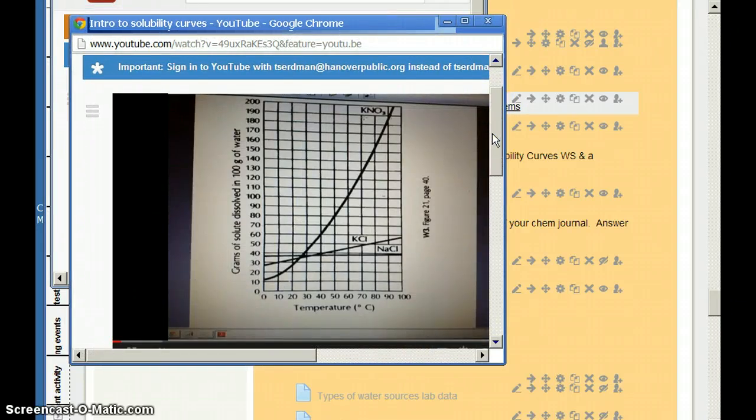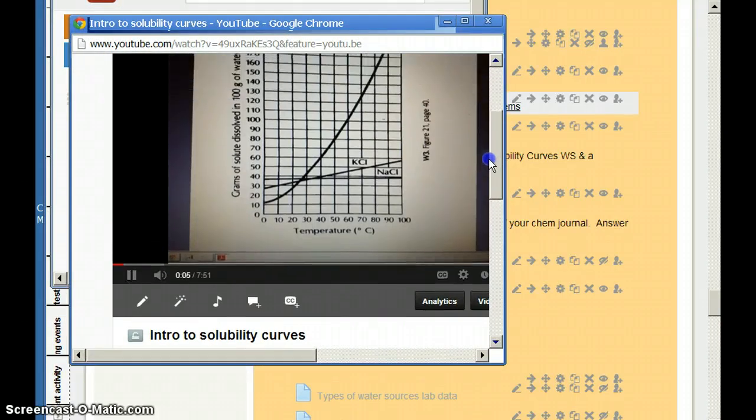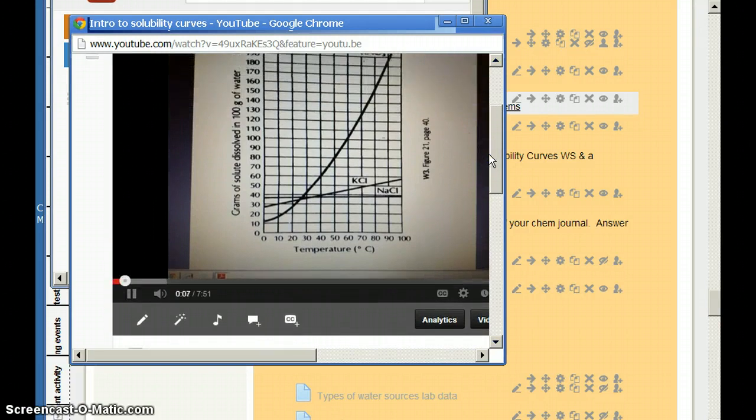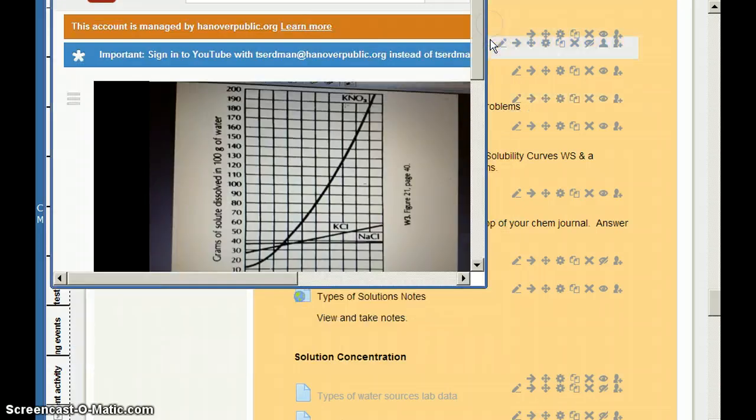Alright, this screencast is going to explain how to do problems with a solubility curve, and we'll be referencing the worksheet that says Unit 1, C1, Supplement Solubility and Solubility Curves. So first thing you're going to need to know is how to read this.